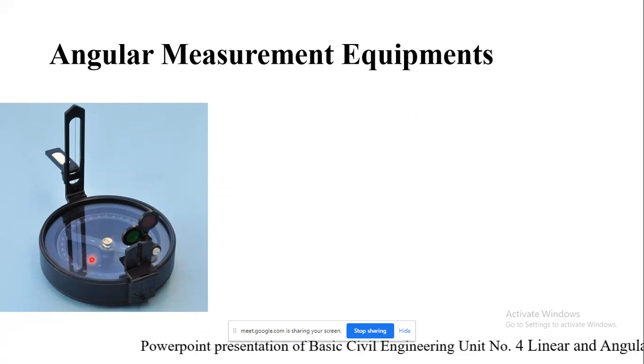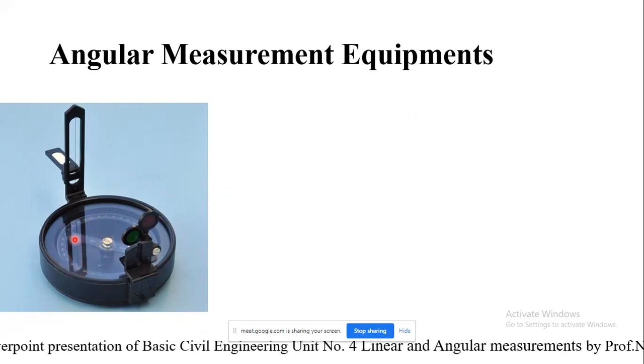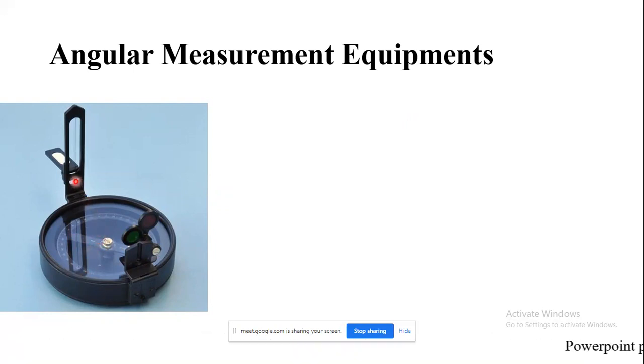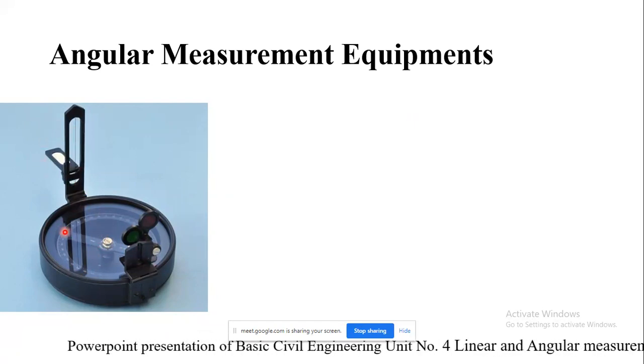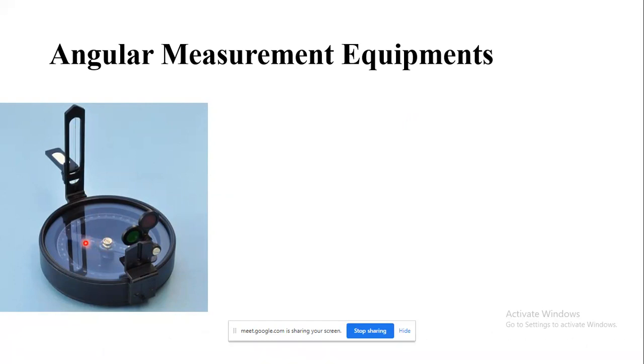Here we can measure the angle with respect to the north. Here you can see a thread, which is used for bisecting the object, and here is the eyepiece through which you are supposed to bisect it. And here is a freely suspended needle. This is your prismatic compass.